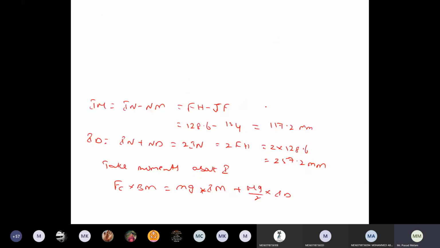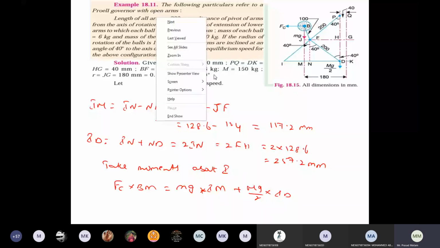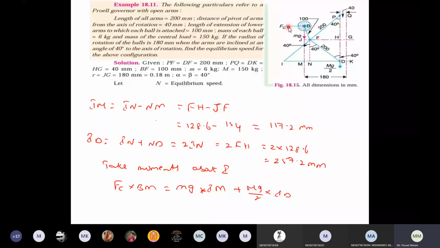Okay, why am I writing the above equation? See, I'm taking moments about this point I. Take the moments about point I. What are the forces you are having? One centrifugal force, the mass of the ball which is acting downwards, and half of the central load. Centrifugal force is rotating in anti-clockwise motion, the mass is rotating in clockwise, and the central load is also rotating in clockwise.